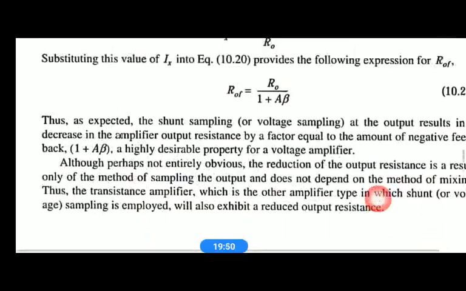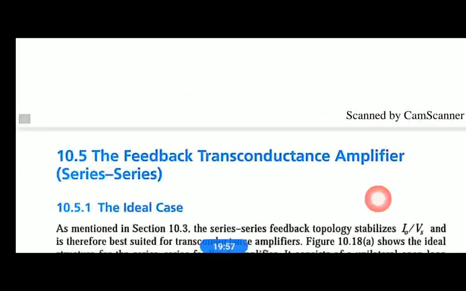So this is about the voltage amplifier. In the next session we will discuss the transconductance amplifier, which is a series amplifier.